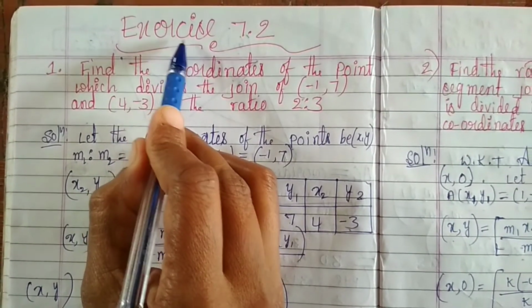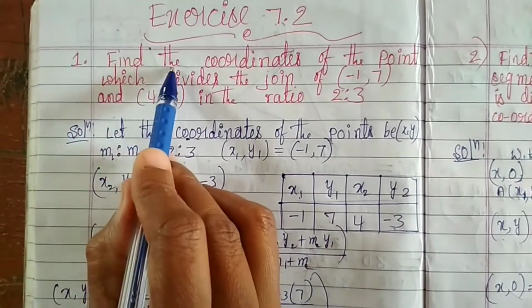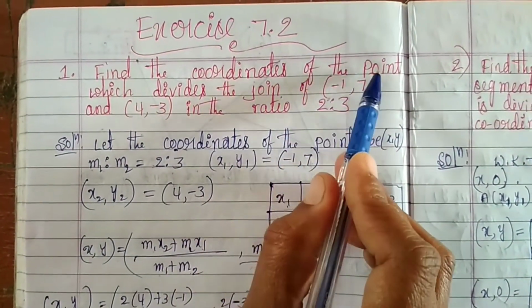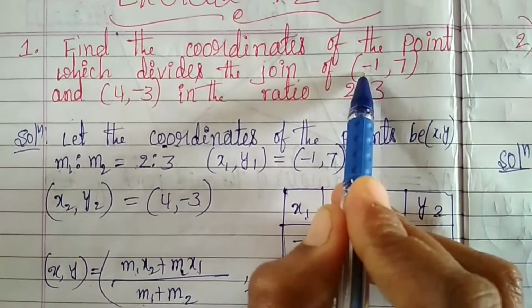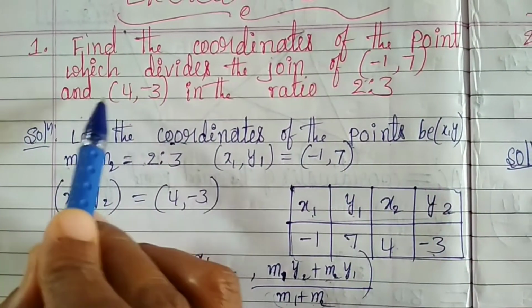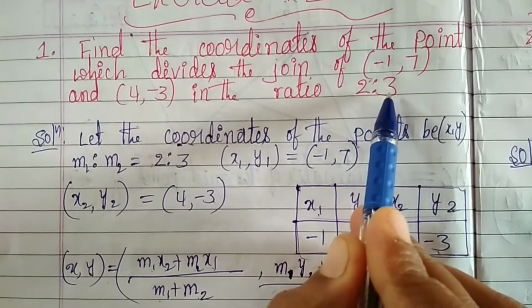Exercise 7.2. First one: find the coordinates of the point which divides the join of minus 1 comma 7 and 4 comma minus 3 in the ratio 2:3.